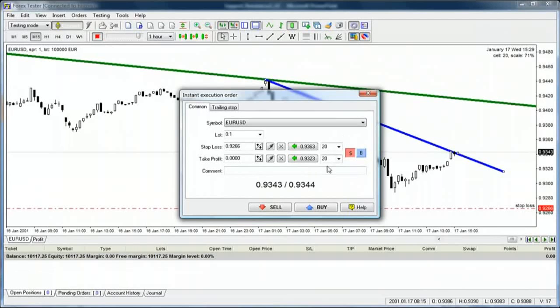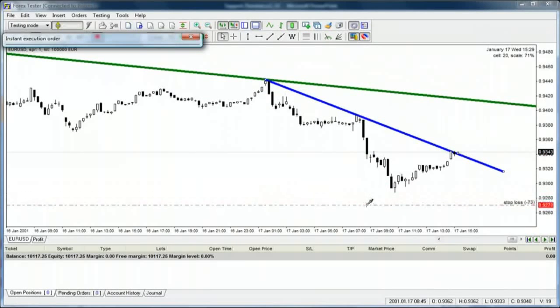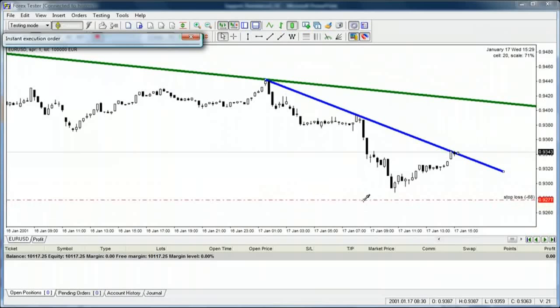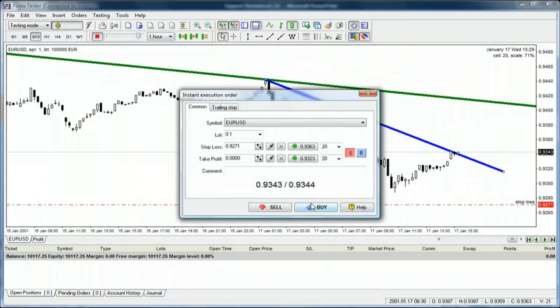What was it? Let's see again. What is that number? 56 is the low, and I want to go 56 to 66. That's 10 points to 72. That sounds good. 72 pips down.